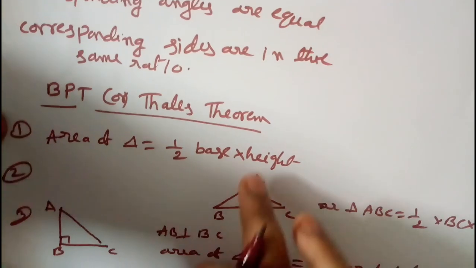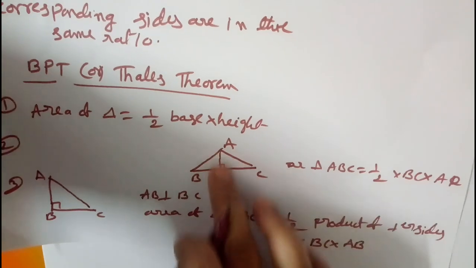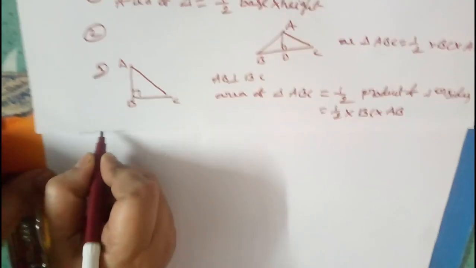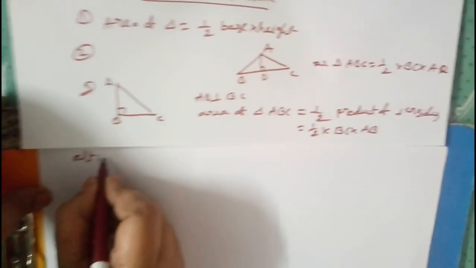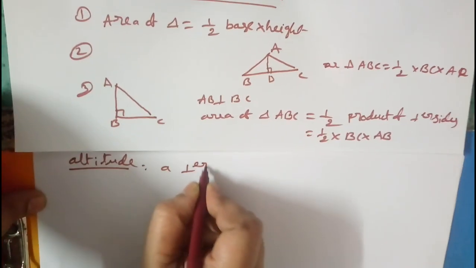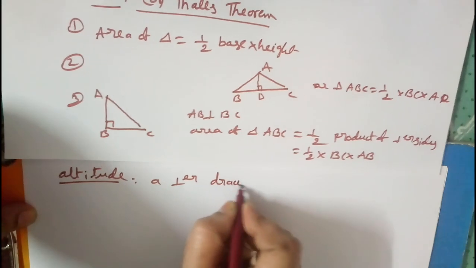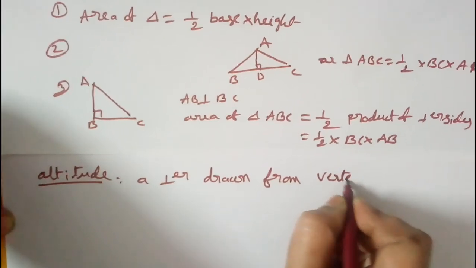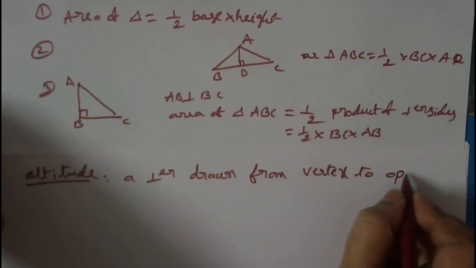Now we are taking here half into base into height. So then what do you call this AD? AD is the altitude. The length of the altitude is called height. Then how to define the altitude? How to define the altitude? Altitude is a perpendicular drawn from a vertex to the opposite side.